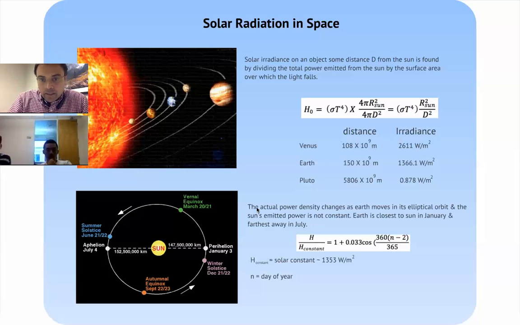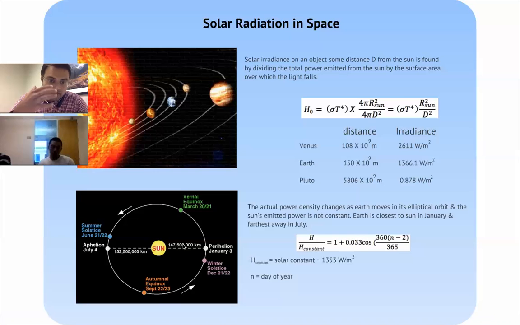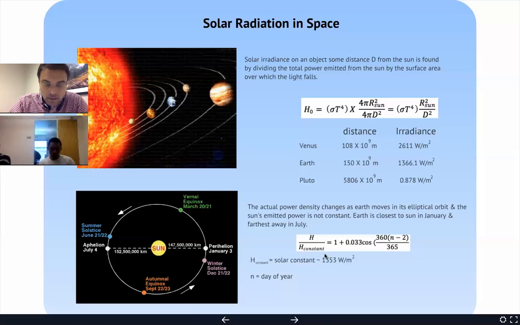The actual power density also changes as the Earth moves in its elliptical orbit, and the sun's emitted power is not constant. The sun has different phases, so you get different amounts of energy. But even other than that, the Earth is moving not in a circular orbit, but an elliptical orbit. So in early January, you're closest to the sun, and in July, you're somewhat farther away from the sun, so you get different irradiance. Of course, the seasons also affect it. The season is determined by which side of the Earth is pointing to the sun, so that will also change things.